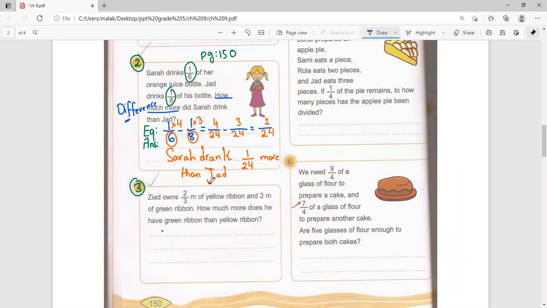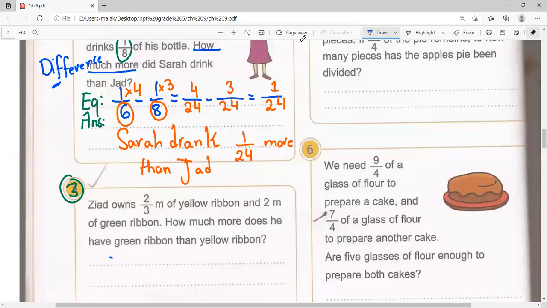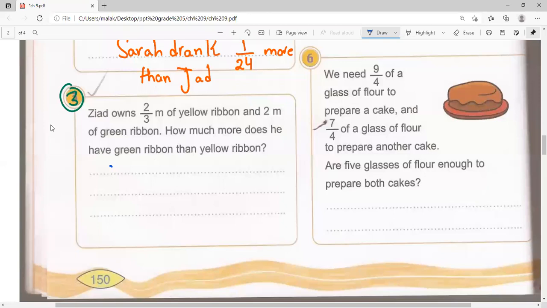I didn't do this last period. Yes, Muhammad, I didn't do it last period. I read problem 3, Muhammad. We were starting from down.